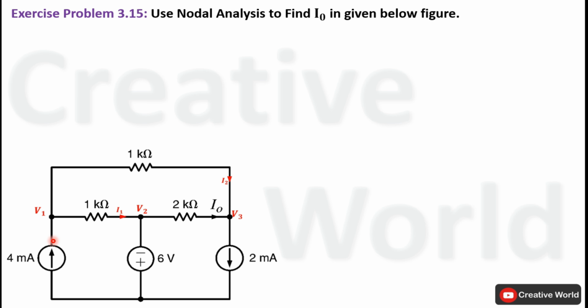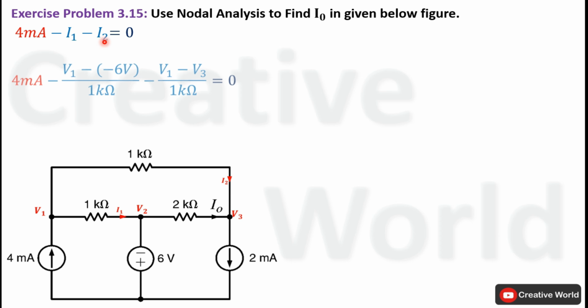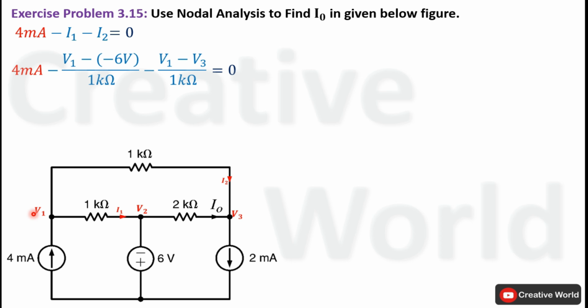On this node one current is entering while 2 currents are leaving. Entering current is taken with positive sign while leaving currents are taken with negative sign. In next step we have to replace these two currents with their respective equations. Current I2 will be equal to V1 minus V3 divided by 1 kilo ohm. Here this 1 kilo ohm resistance is connected between two non-reference nodes. So voltage across this 1 kilo ohm resistance will be equal to the difference of these two node voltages.